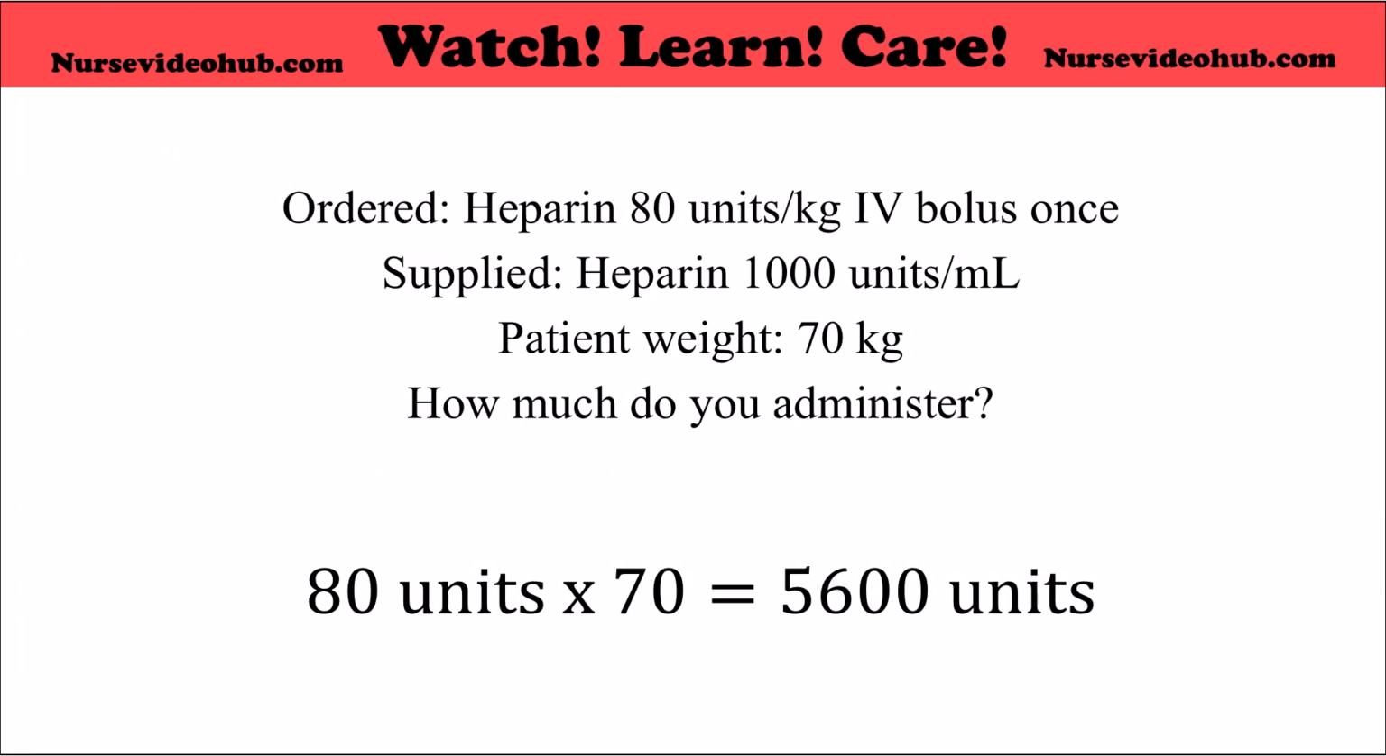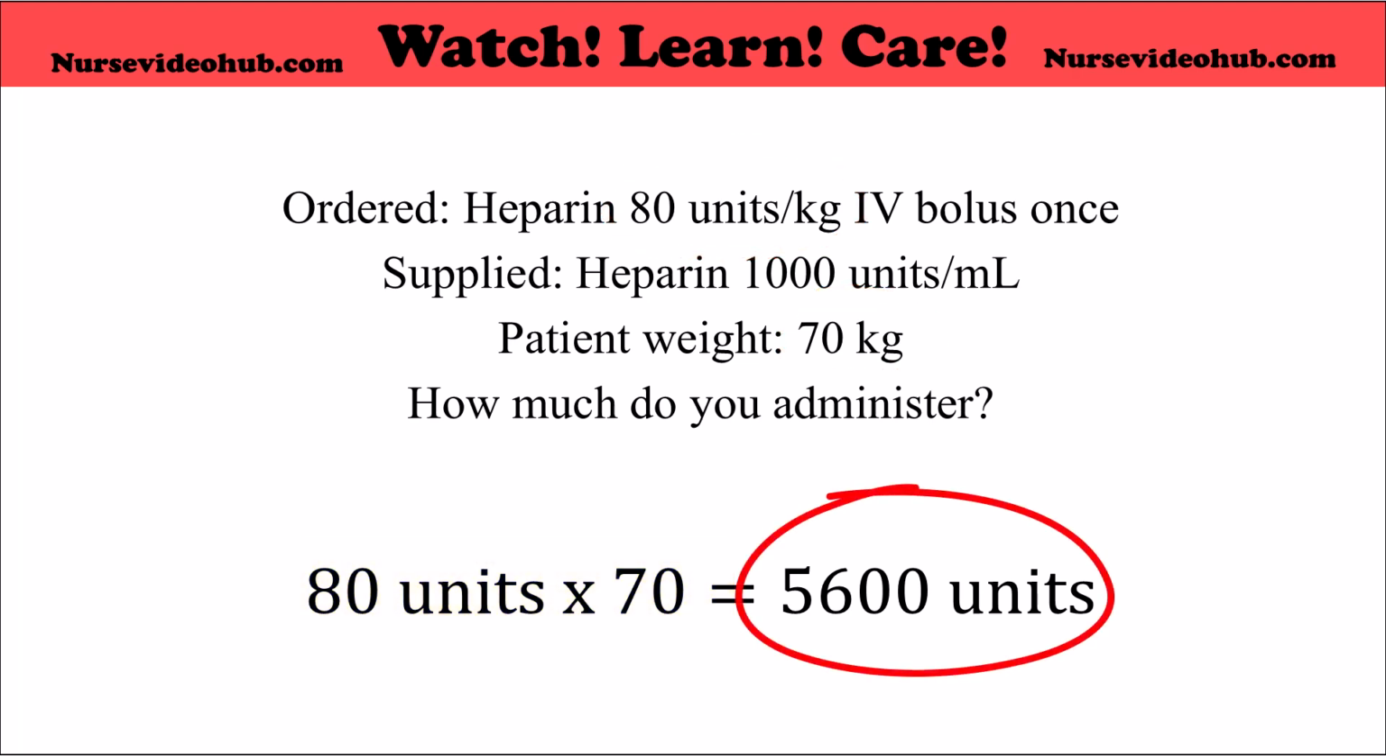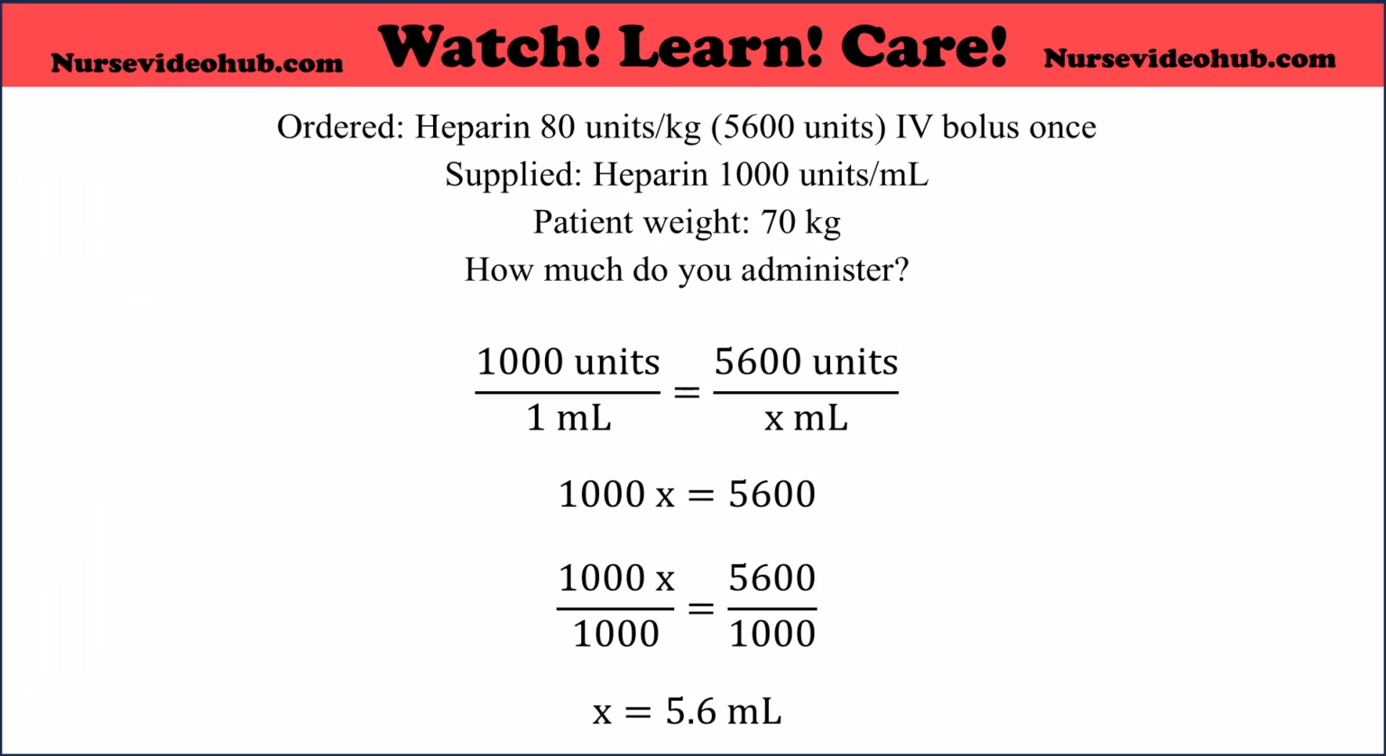This problem contains a weight-based dosage. You need to determine the dose to administer based on the patient's weight. The dosage is 80 units per kilogram. The patient's weight is 70 kilograms. 80 times 70 equals 5,600 units. The dosage ordered is 5,600 units. Now you can solve the problem.